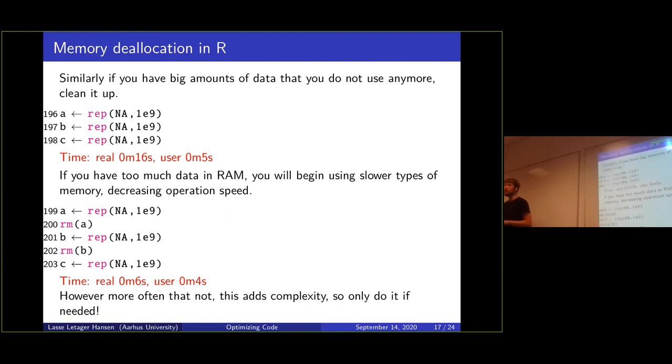So I should just remove the things you don't need. What garbage collection does is that it says there's a lot of memory that you don't use anymore and won't use in the rest of your code. So I'll just remove that for you now so you can use that memory for something else.